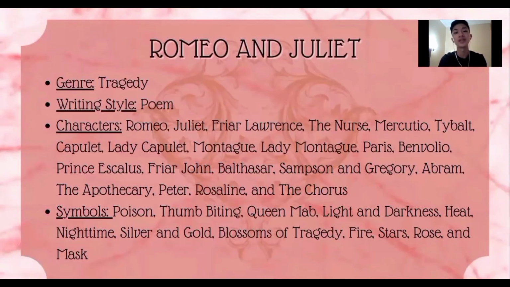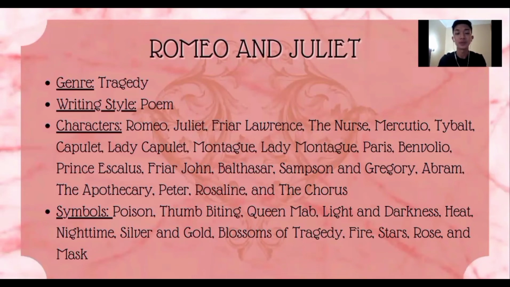The genre of this novel is tragedy. The setting is in Verona, Italy. The writing style that was used in this novel is poetry, a blank verse, unrhymed iambic pentameter. So now let's meet the characters.